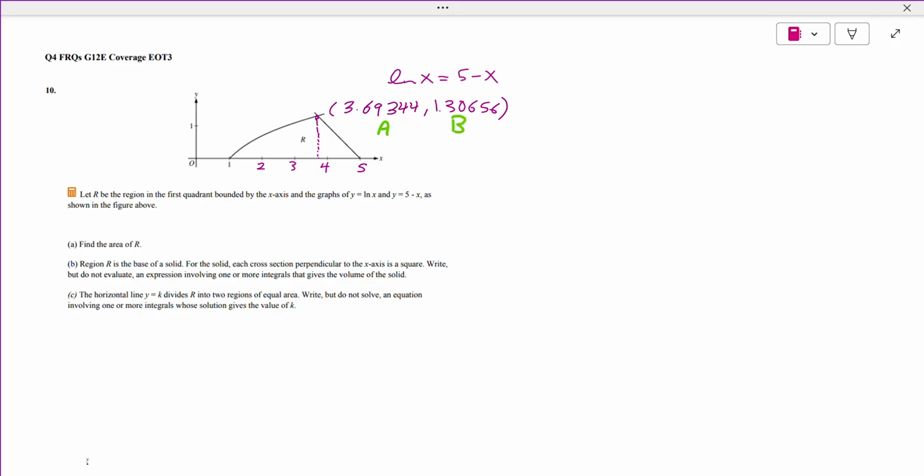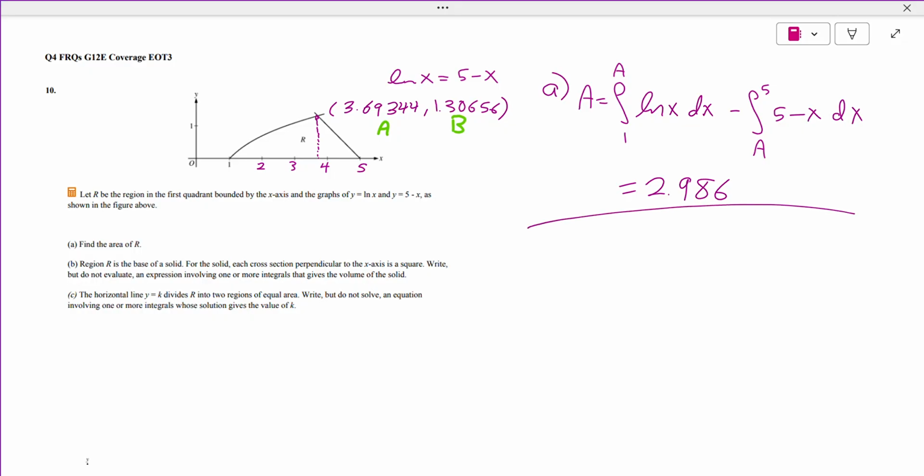Now to find the area for part A, you will go from 1 to A of what is the function? The function that we have is ln of x dx, minus, now we will go from A to 5 of the linear function 5 minus x dx, and this answer should be 2.986.